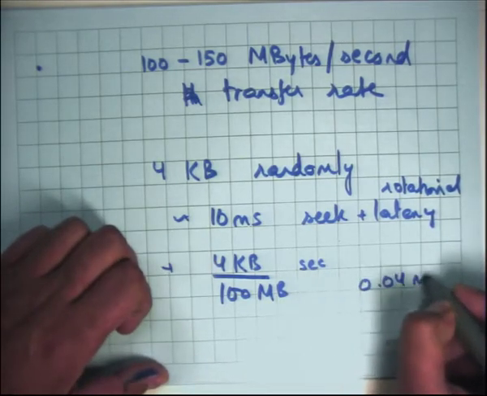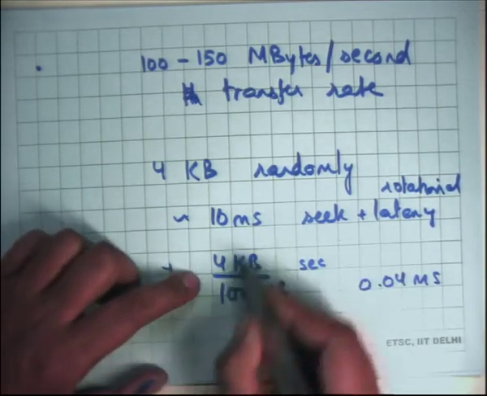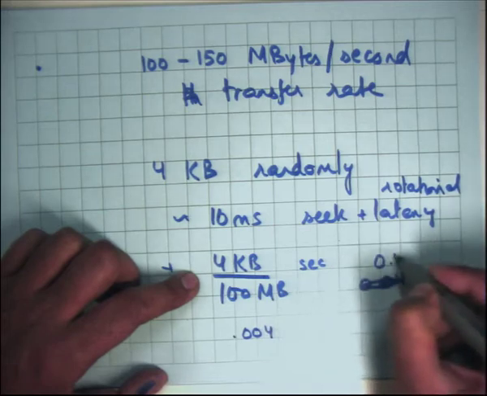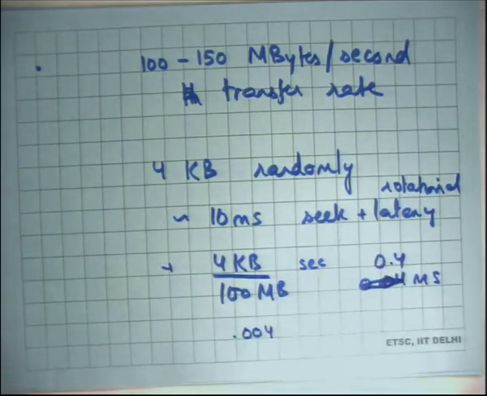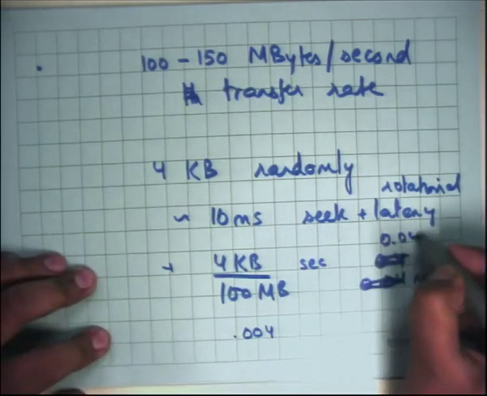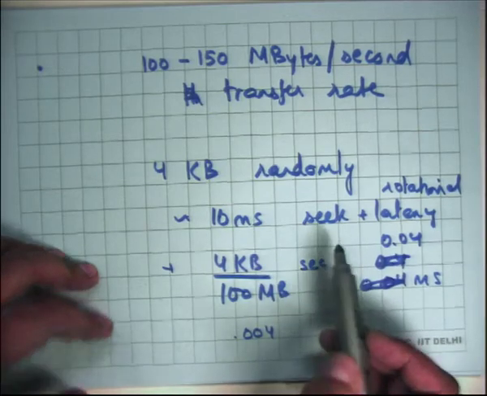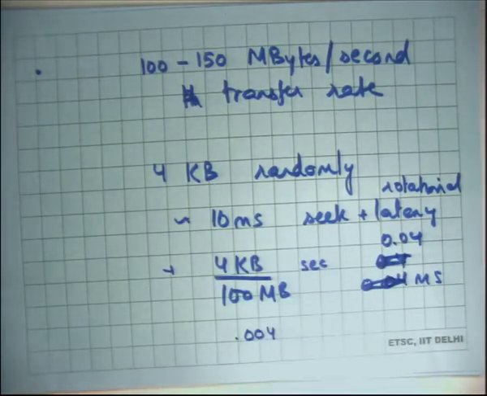0.04 milliseconds, let's see, so that's 0.004 milliseconds, right. Yeah, 0.04. All right, it's 0.04 milliseconds. So as you can see, it's highly dominated by the seek and latency. A random 4 kilobyte read is highly dominated by the seek and rotational latency.